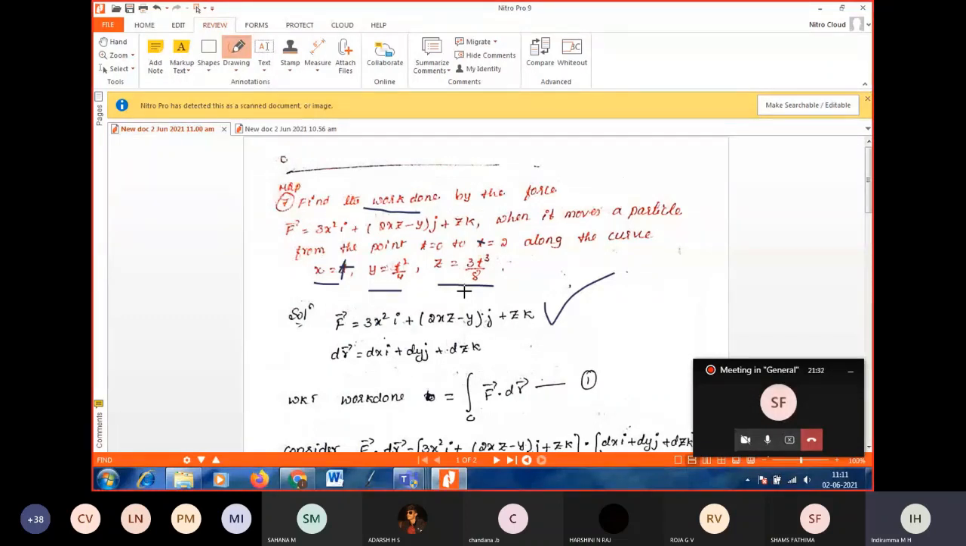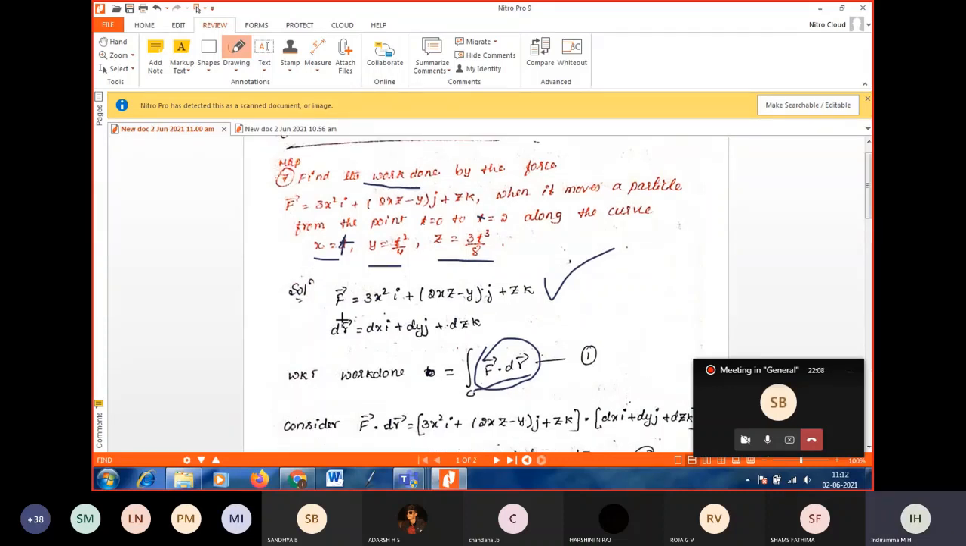Okay. So next, what we have to find out is integral over OC of vector F dot dr. To find this, first we have to find vector F dot dr. What is the vector F given? 3x square i plus (2xz minus y) j plus z k. Yes, correct. That is the vector F given.